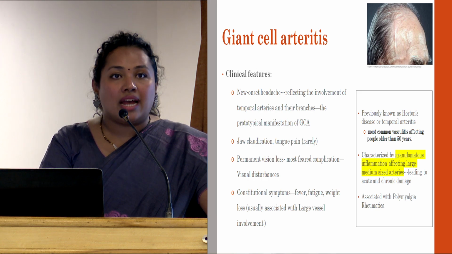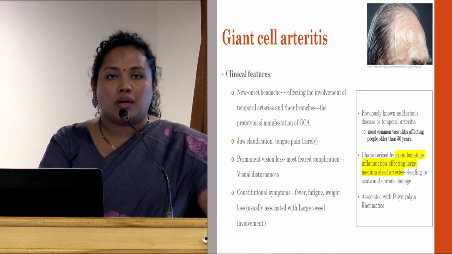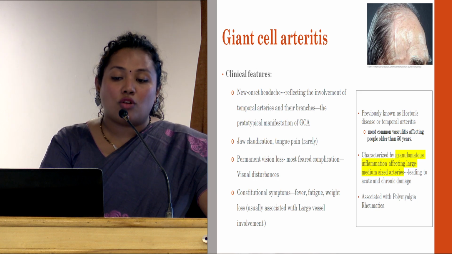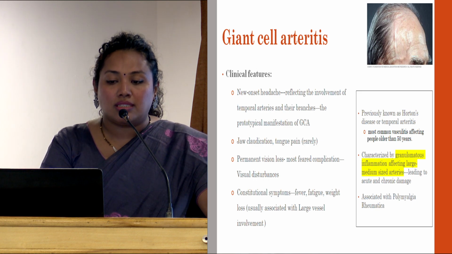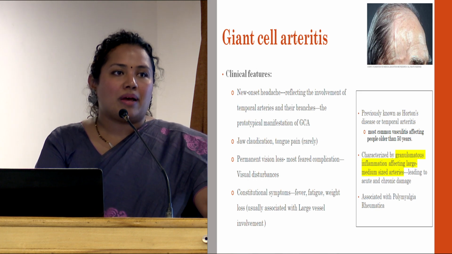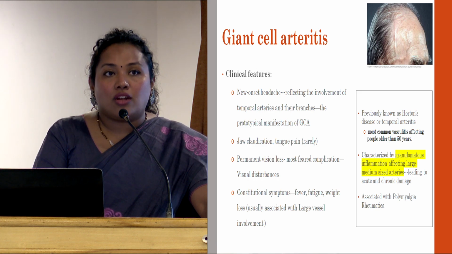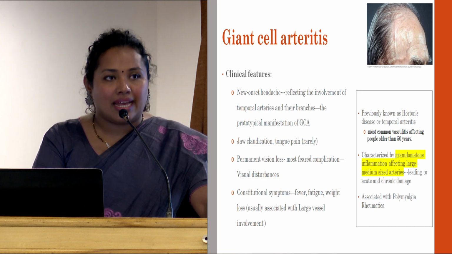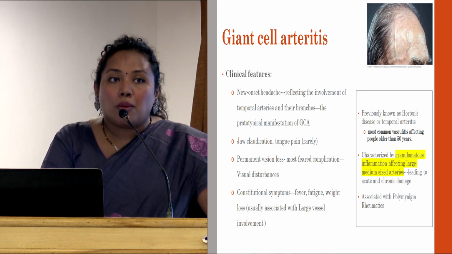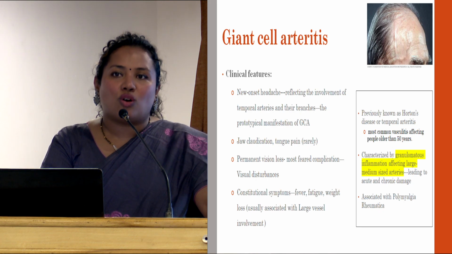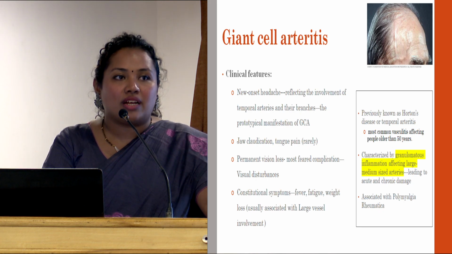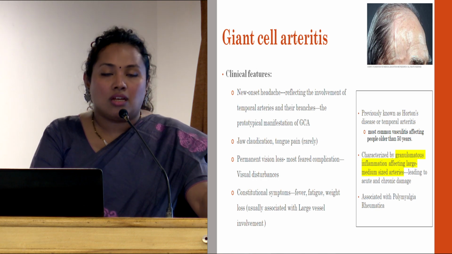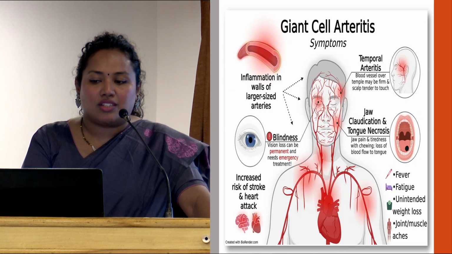So we have to have suspicion when an older patient comes to us with new onset headache, which can reflect the involvement of the temporal arteries and their branches, which is usually a prototypical manifestation of this condition. They can also have jaw claudication and pain in the tongue, which is usually a rare presentation. Permanent vision loss is something that we are all worried about, and that advocates for aggressive therapy. Constitutional symptoms like fever and weight loss can be associated with this type of vasculitis.